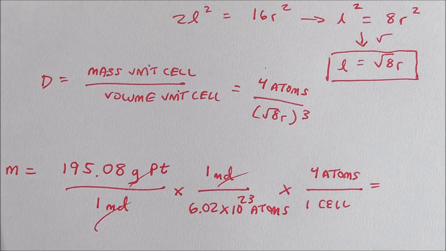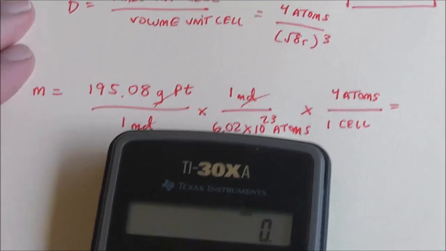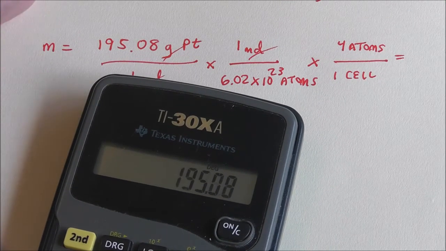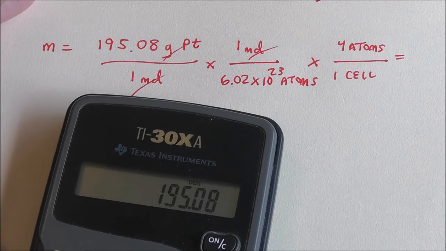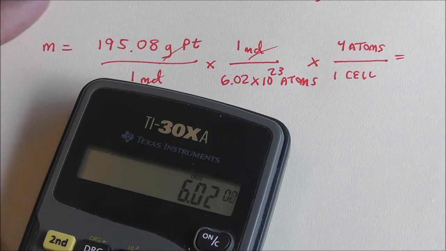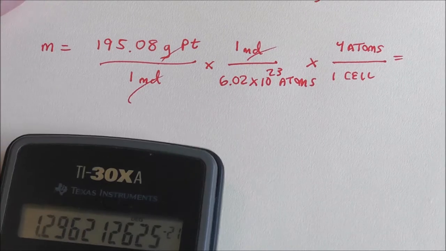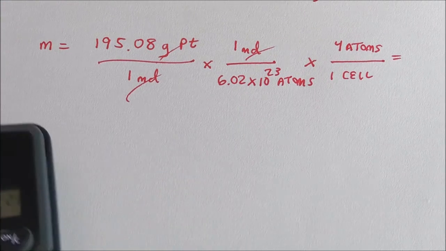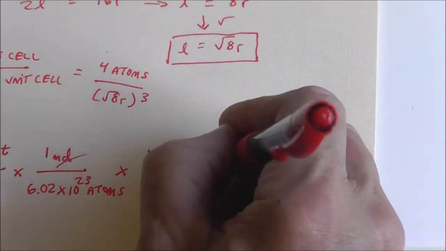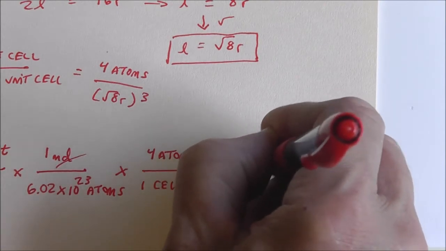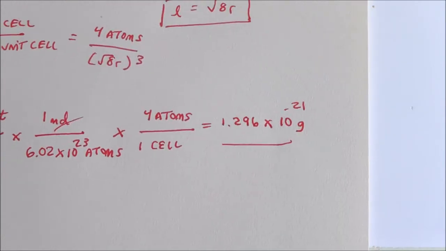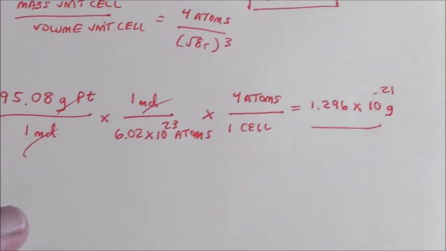All right, so, oh boy, now we're going to get out our scientific calculator. 195.08 times 4 divided by Avogadro's number. Now, let's use your noodle here. This better be a small number. It's 4 atoms. And it is: 1.296 times 10 to the minus 21 grams. Big chunk of the problem's done.